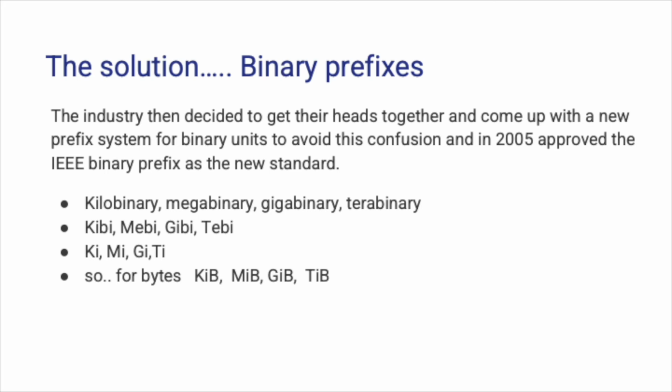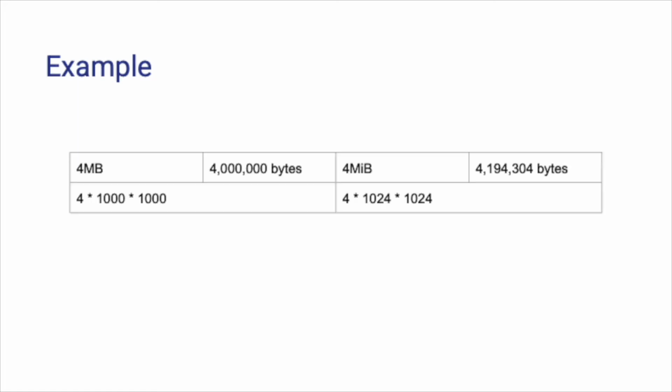So they said, well, we're going to be using kilo binary, mega binary, giga binary, and tera binary, which in short form become kibi, mebi, gibi, and tebi. The symbols are as what they are, so instead of kilobytes, they become kibibytes, and so on. In an exam, you might be asked to equate between both of these units, or you might need to work out something in megabytes or mebibytes.